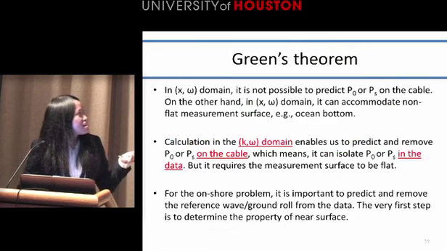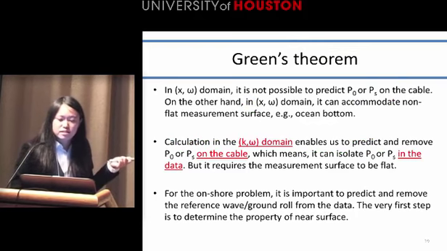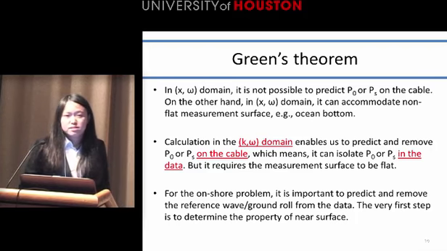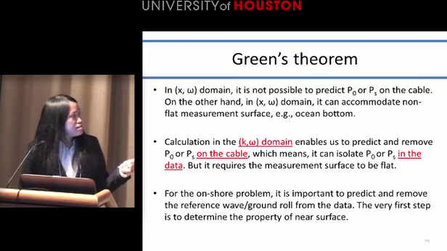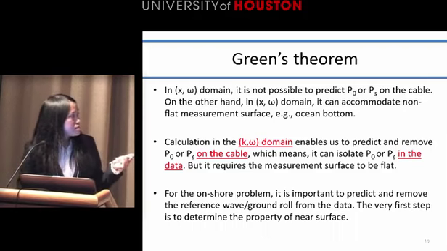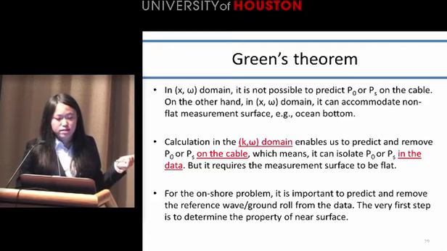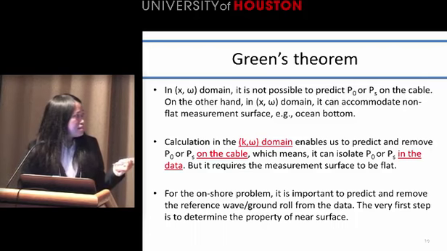And this says that in the X omega domain, it's impossible to predict either the reference wave or scatter wave on the cable. But it has its advantages too, that it can accommodate a non-flat Merriman surface, for example, the ocean bottom. But if you have a flat Merriman surface, you can make a Fourier transform over X. Then if you do the Green theorem in the X omega domain, you can predict and remove the scatter wave or reference wave on the cable, which means you can isolate the wave field in the data.